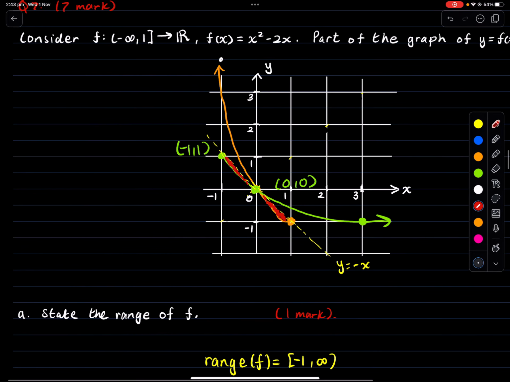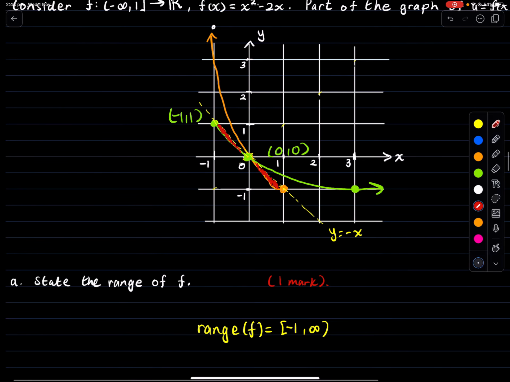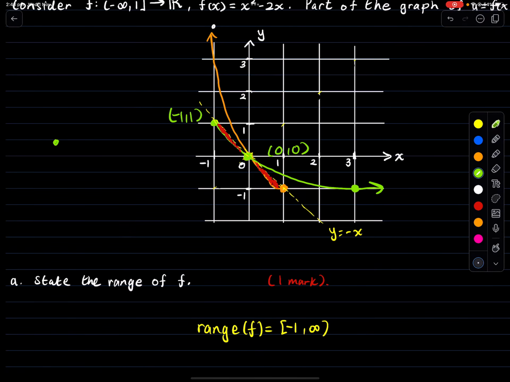They should be symmetrical. Let me show you how it looks. Let me redraw it here. The green one would look like this, it's going like this, and this one over here is looking like this. And the line y equals negative x crosses this point over here, and it splits the region.